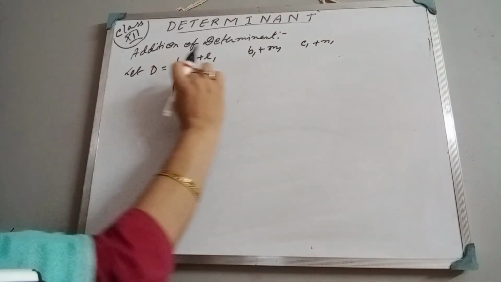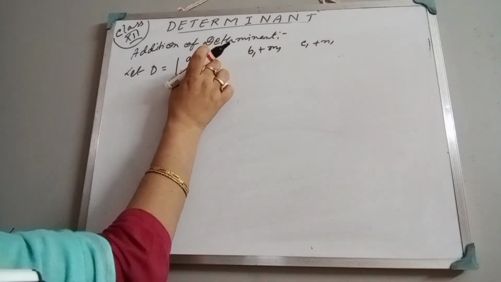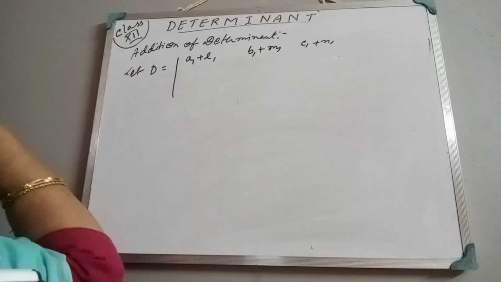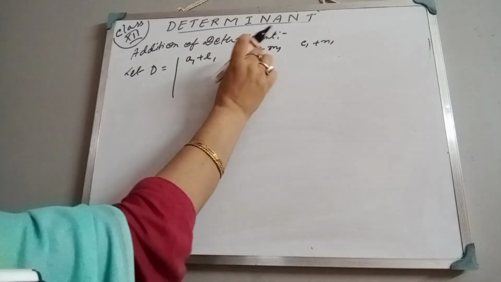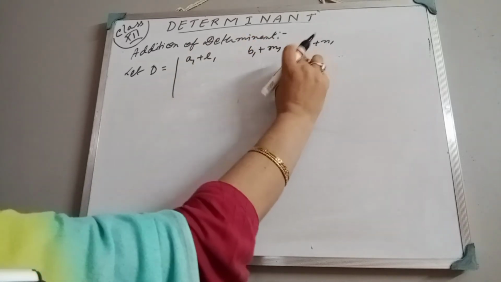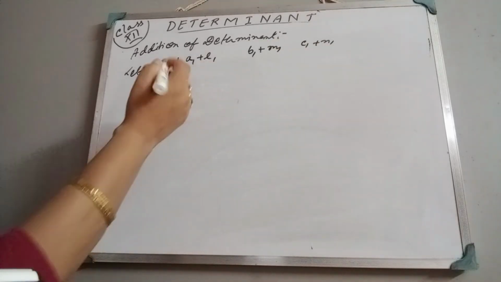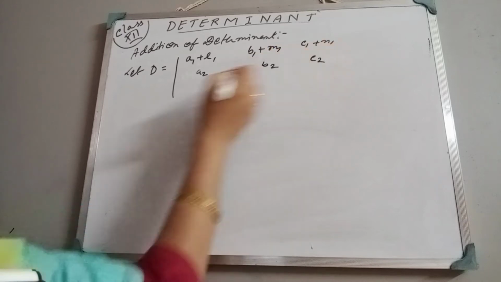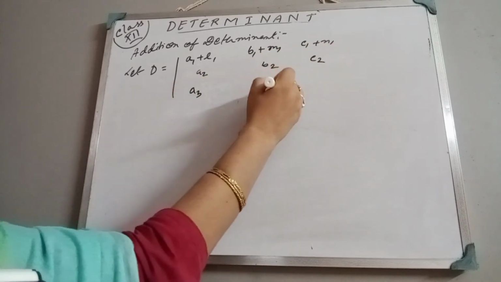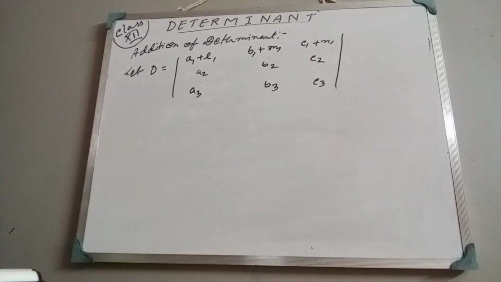So the first row of the determinant is written according to the summation of two terms. Here A1 and L1 summation is A1 plus L1, B1 and M1 summation is B1 plus M1, C1 and N1 summation is C1 plus N1. So the first row is written in this order and the second row is the same as before. So A2, no summation. Third row also same. Therefore D can be written in this form.